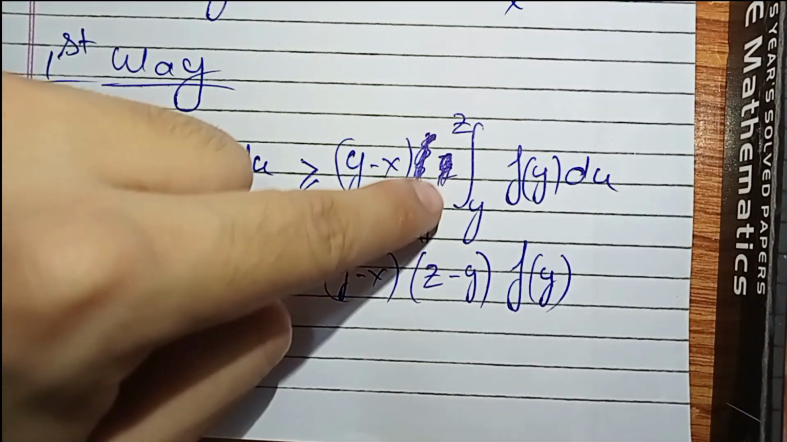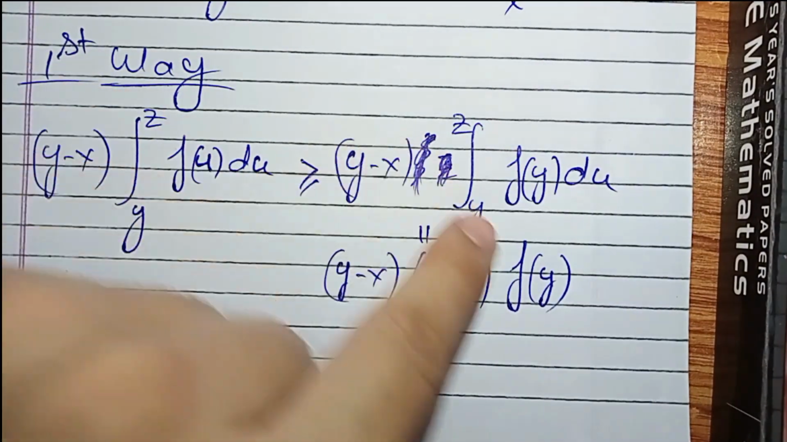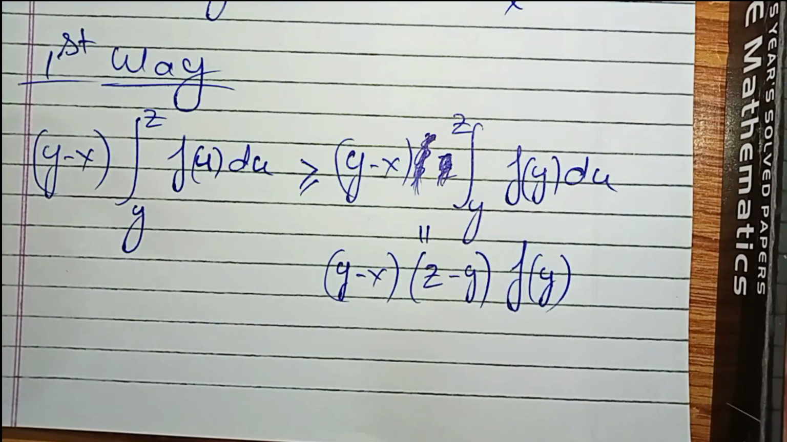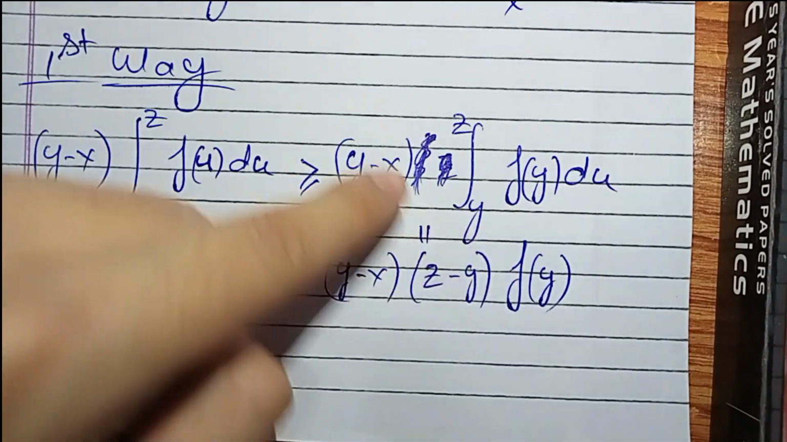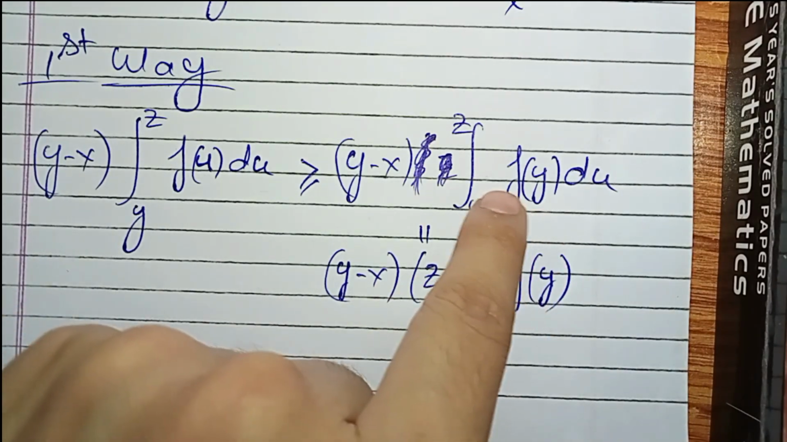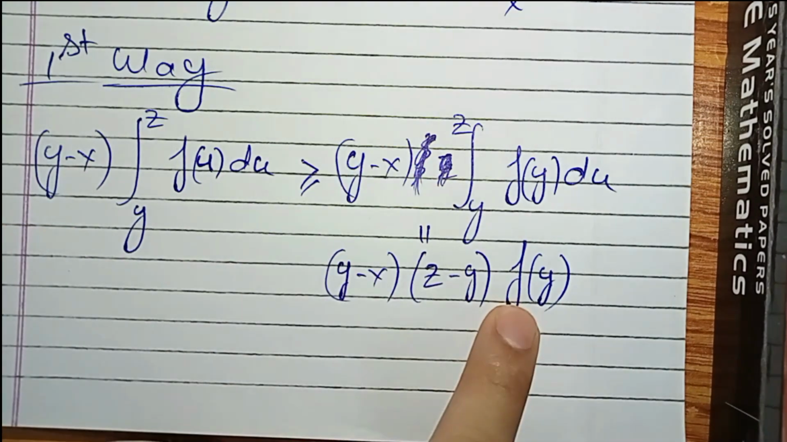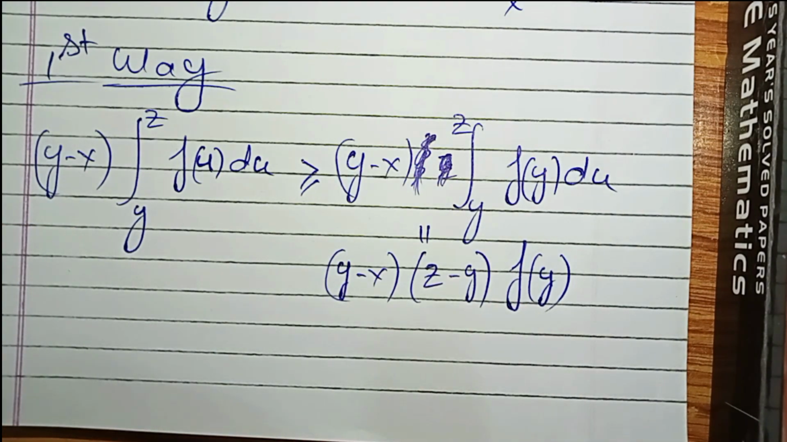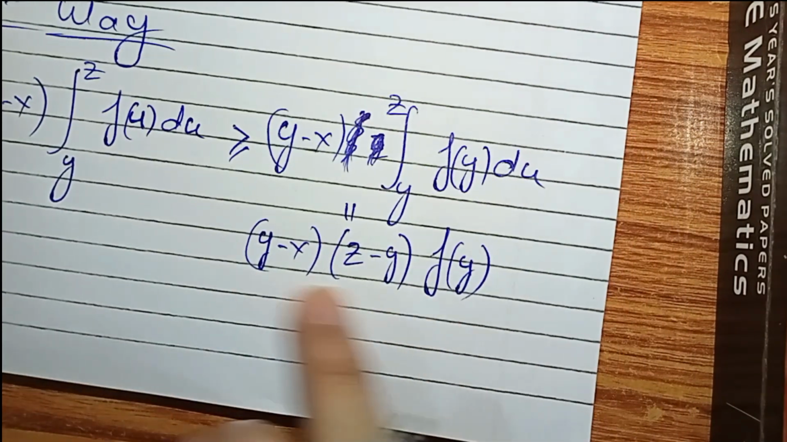We'll evaluate this integral. Since it's a constant, we can take it outside, and then we would have this. If you take it outside, we'll be left with 1 here, and the integral from y to z of 1 du is z minus y. That's it. And this f(y) is taken outside, which I have written here. Okay, now we'll look at this carefully.